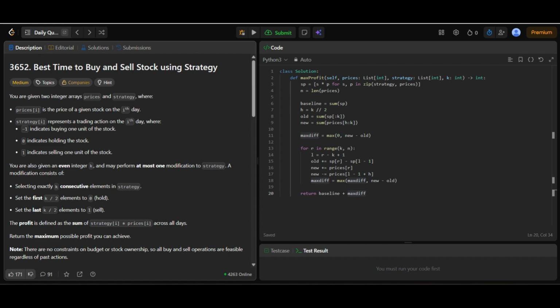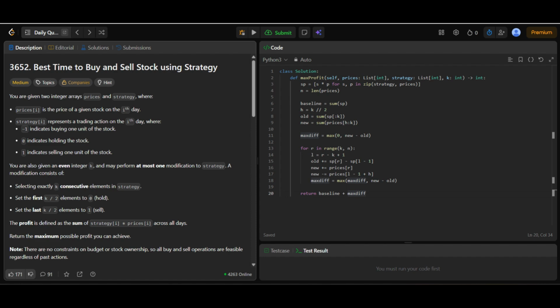Step 2. Basic setup. n equals len(prices). baseline equals sum(sp). Here, we store the number of days in n. Then we calculate the baseline profit, which is the profit without applying any modification. This is our starting point. Step 3. Understand the modification window. h equals k divided by 2. Since k is even, the modification window is split into two halves. The first half becomes hold, which contributes 0 profit. The second half becomes sell, which contributes the stock price.